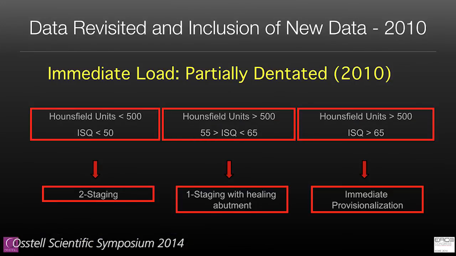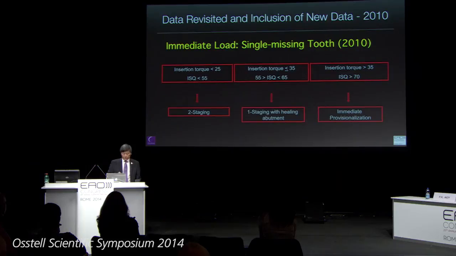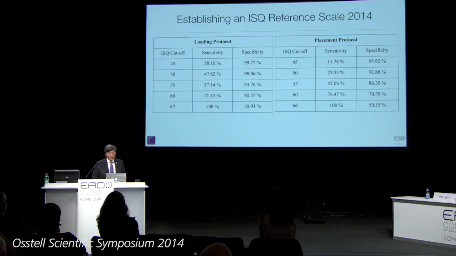So for a partially dentated patient, if the values fell between 55 and 65, we would be very confident with one staging. And if it was above 65, that is when we started to consider immediate provisionalization. With a single missing tooth, again, we try to correlate that with the insertion torque. However, the cutoff points started to move up again. So for a single tooth, one staging, the values should be between 55 to 65, and immediate provisionalization above 70. And that is pretty much where we are today.